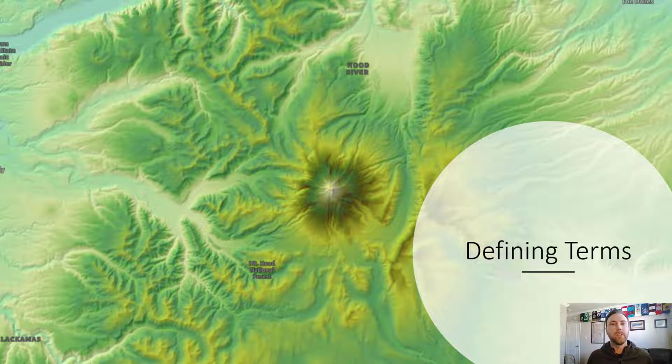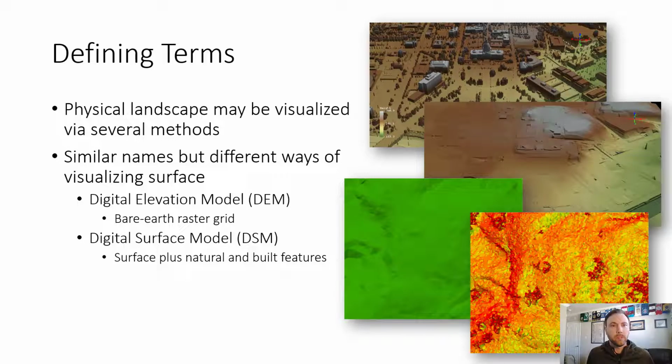All right, first things first, defining terms. Let's get into it. The physical landscape may be visualized via several different methods. You'll hear terms like DEM, DSM, DTM, TIN. These are all acronyms, and they refer to similar but different ways of visualizing the surface. This week's lecture is just going to get into DEM and DSM. And DTM is sort of a duplicate term. Digital terrain model is what that stands for.